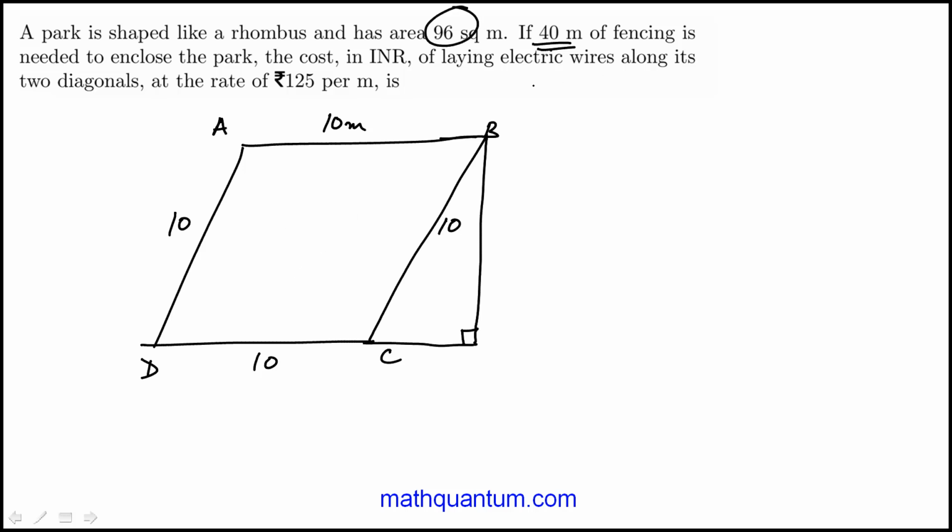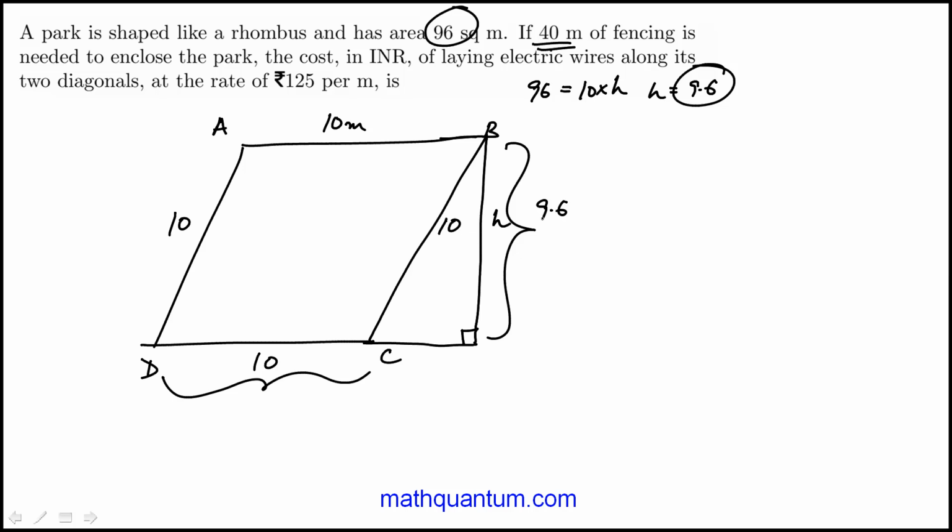And we're given that the area is 96. So that would be the base times the altitude. Let's call it h. h is 9.6. Now I know this length, and I can figure this out. Why am I doing all this? Because that will help me eventually figure out one of the diagonals.